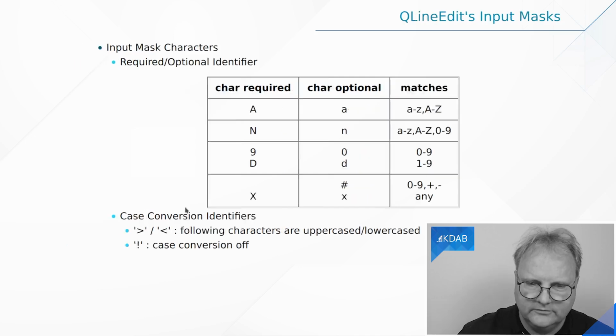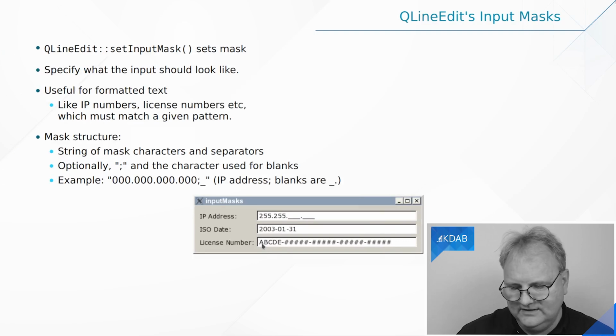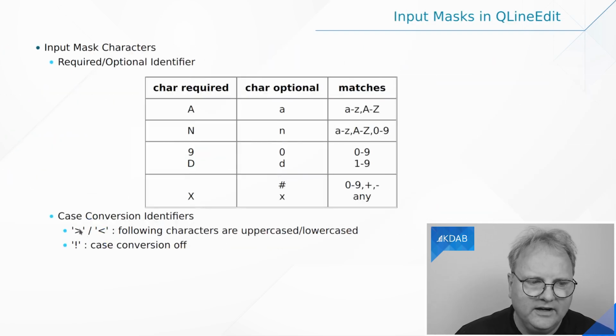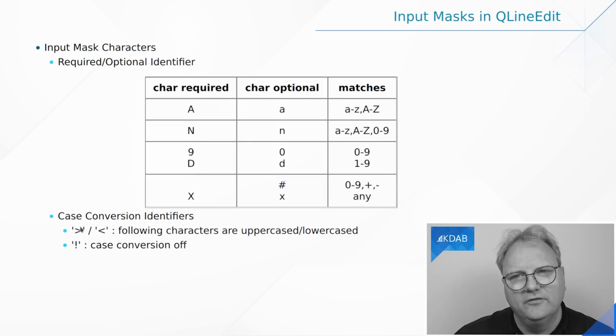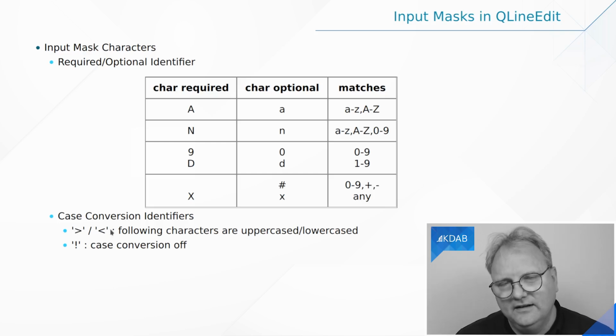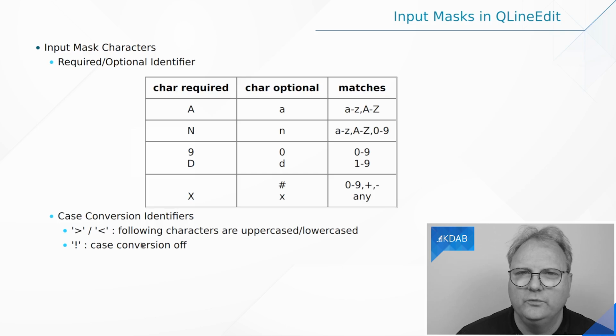And also, if we go back here again, if I tried typing a lowercase a here, then it would insert an uppercase A. And that is what the character greater than means: from now on and for the rest of the string, anything I type in will be uppercased, and less than means anything will be lowercased, and exclamation mark means ignore what we had before.